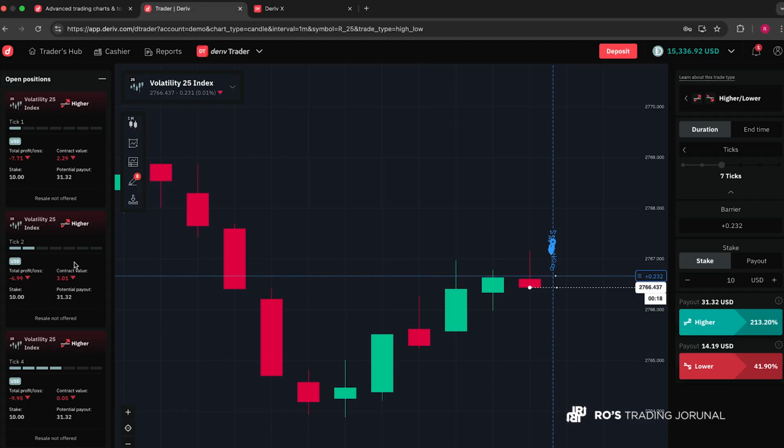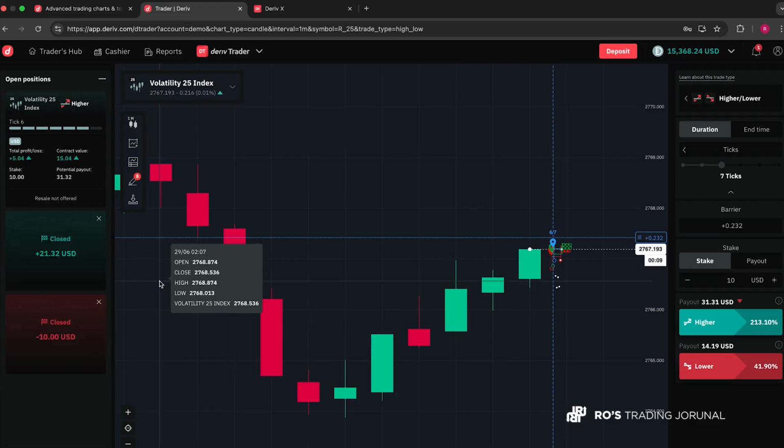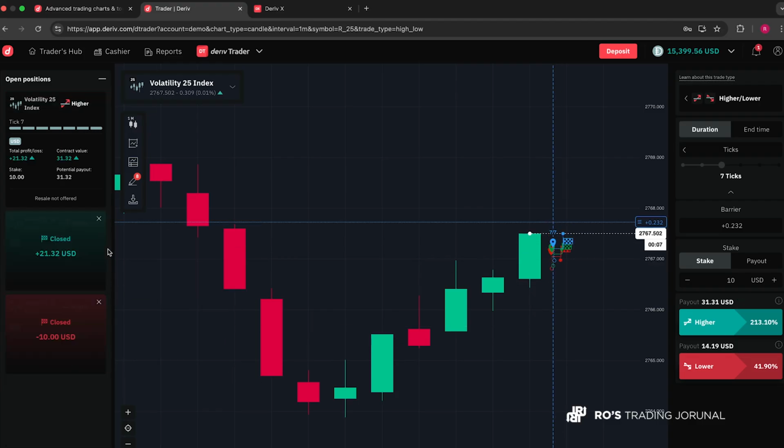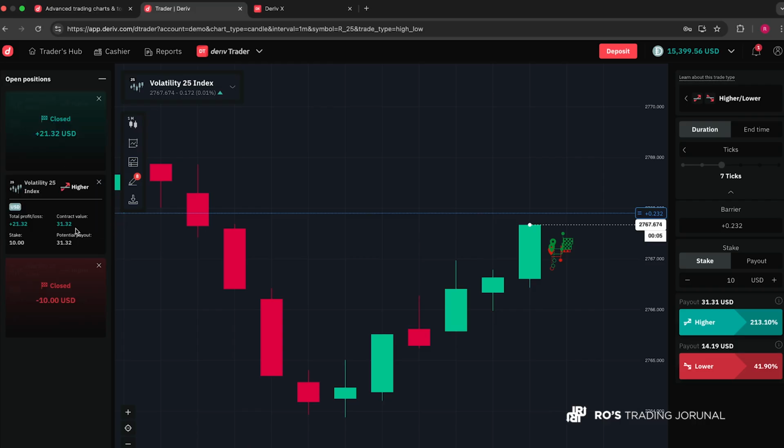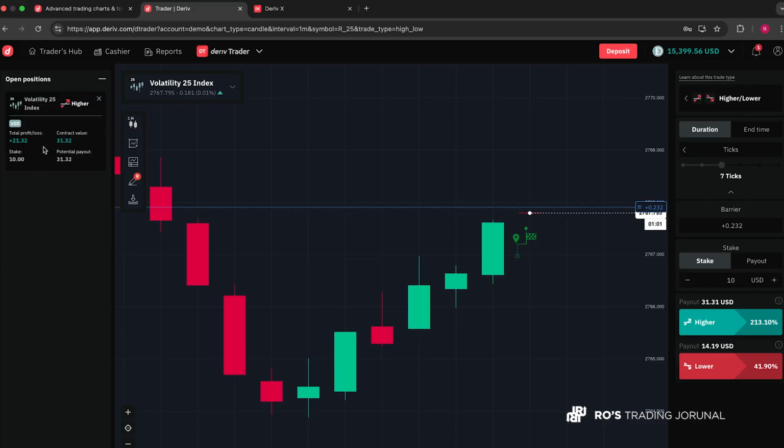You understand? But it's not every time it's going to happen, right? You really have to study candlesticks. But I'm just showing you an example. So I lost 1 trade and won 2 trades. So as you can see, the contract value is 31. So on top of my $10, I win $21 plus.